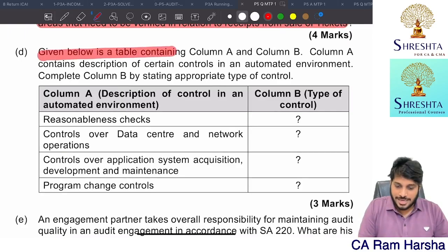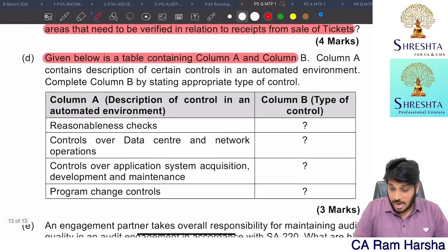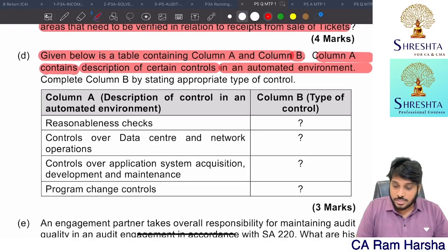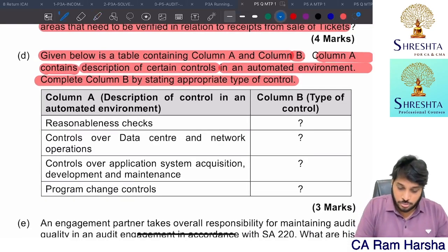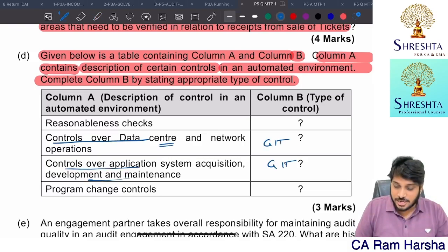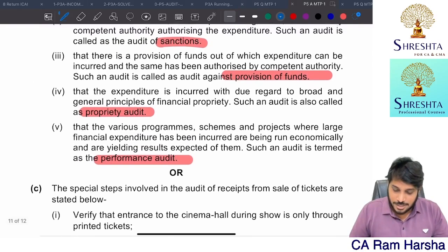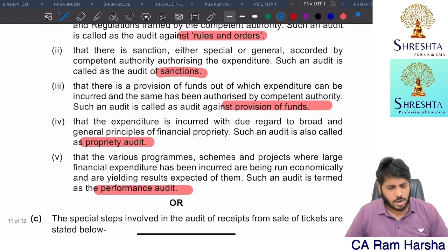Given below is a table containing column A and column B. Column A contains description of certain controls in an automated environment. Complete column B by stating the appropriate type of control. Controls over data center, it's a general IT control. Controls over application system acquisition, general IT control. Program change controls, general IT control. Reasonableness check, application control. That's it. What is the type of control they're asking? You see, automated environment is part of the risk assessment chapter, inside that it is covered.